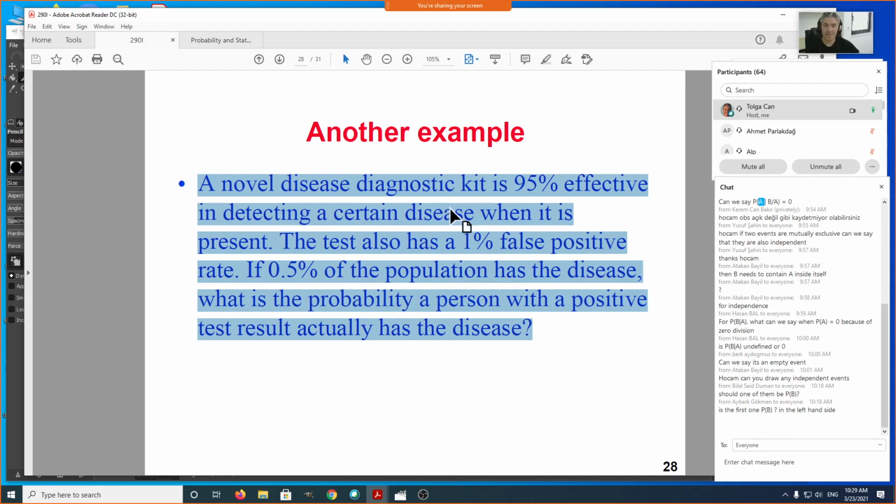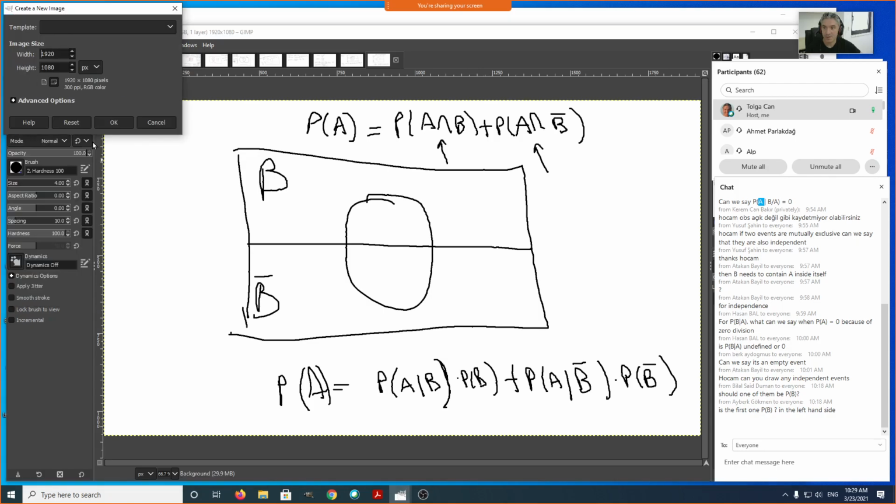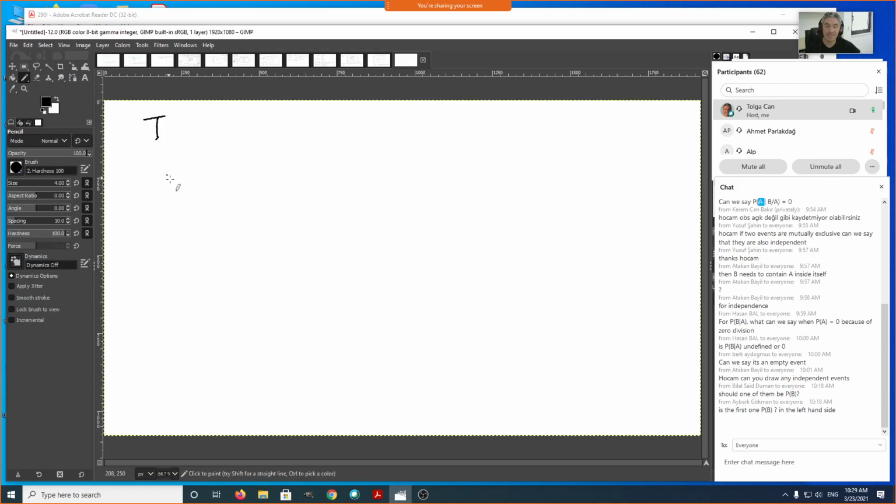So what does it say? There's a diagnostic kit which is 95% effective in detecting a certain disease when it's present. Look at this sentence. It says that when a person has the disease, the diagnostic kit is going to detect that, so it's going to be positive. Let's name these events. Let's call it T: T is the event that the diagnostic test is positive. And D is the event that you have the disease.